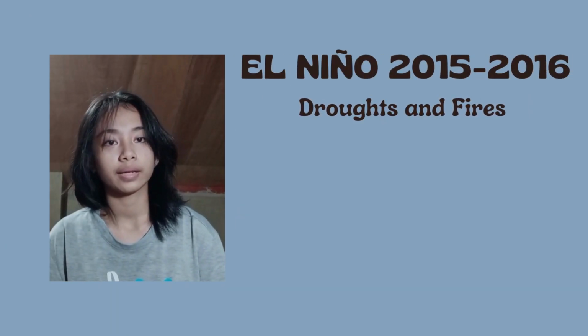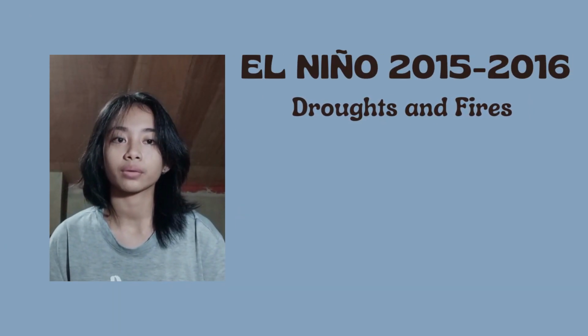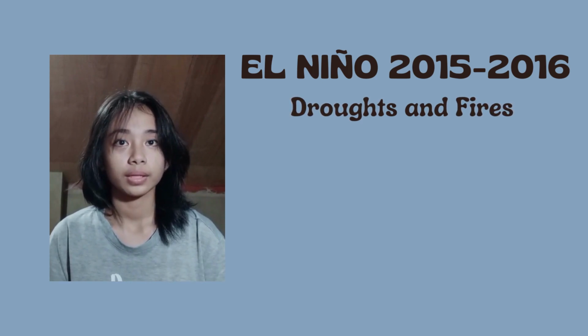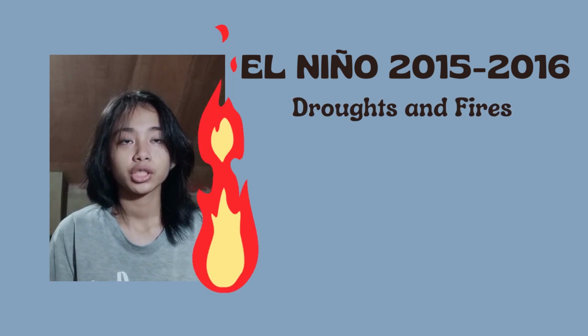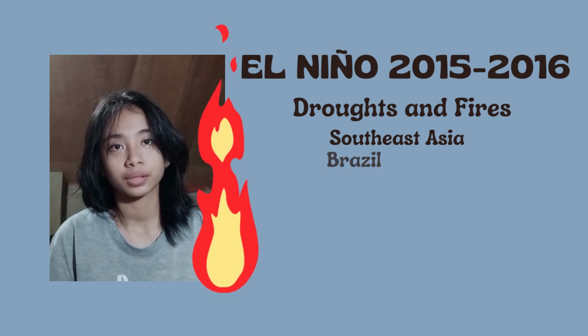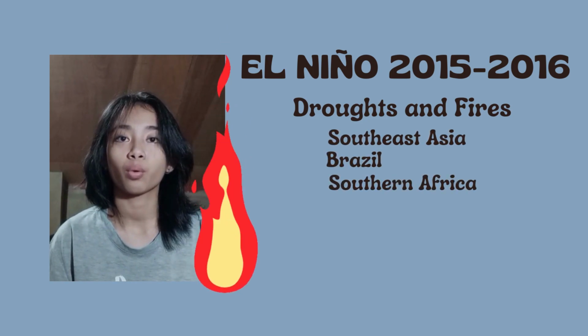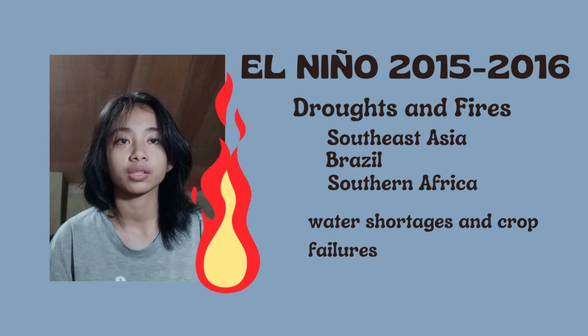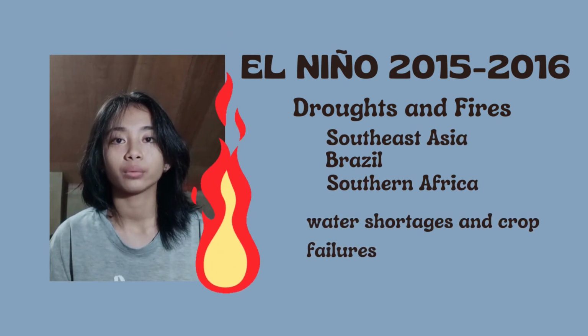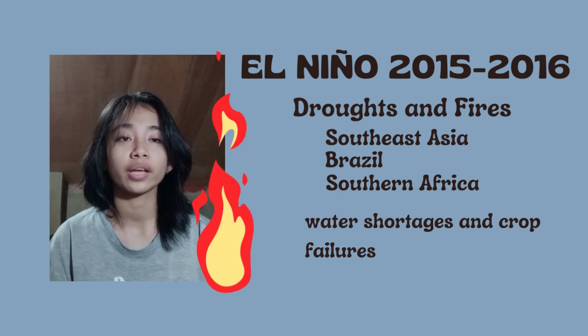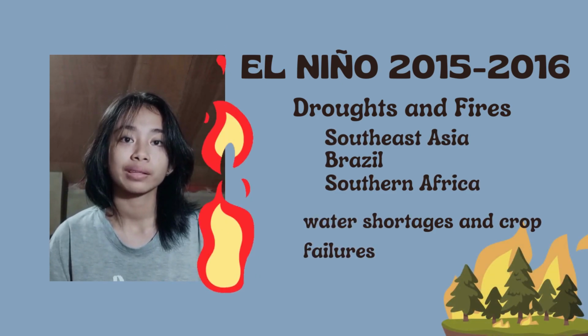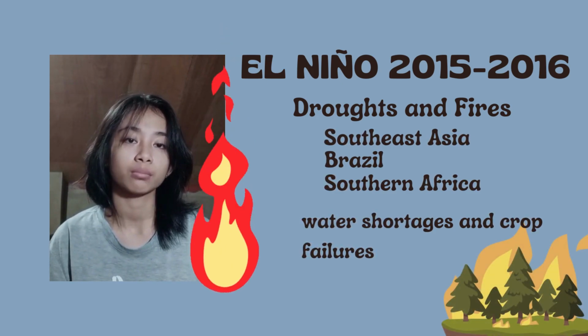Another impact led by the 2015 to 2016 El Nino is droughts and fires. Regions like Southeast Asia, Brazil, and Southern Africa experienced severe droughts leading to water shortages and crop failures. In Indonesia, the drought conditions contributed to widespread forest fires and release of significant greenhouse gas emissions.